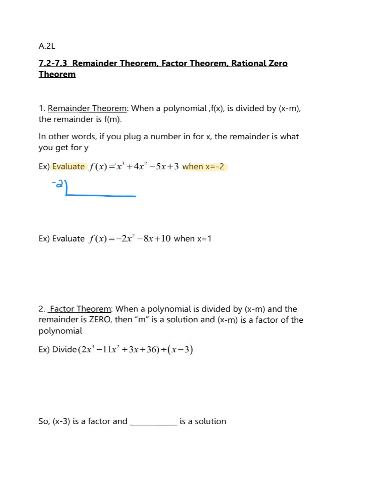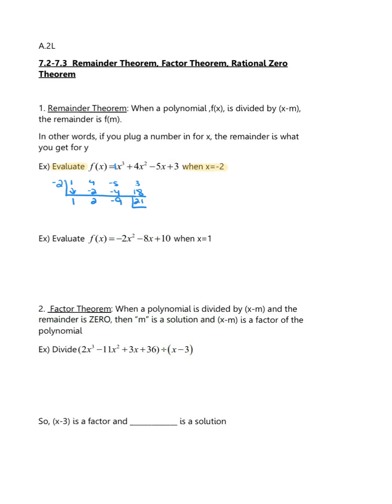We have 1x to the third plus 4x squared minus 5x plus 3. Make sure there's no missing terms. Write your coefficients. Bring down the first number and then multiply by the outside. -2 times 1 is -2, and then add your column. 4 minus 2 is 2. -2 times 2 is -4. -5 minus 4 is -9. -2 times -9 is 18. 18 plus 3 is 21.